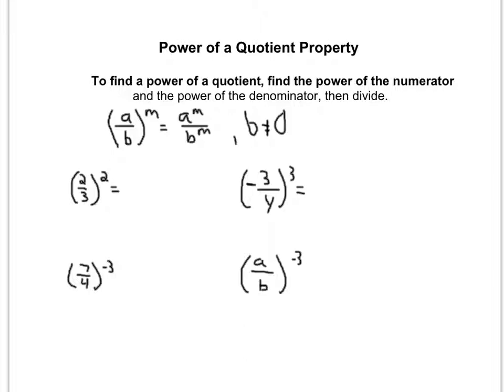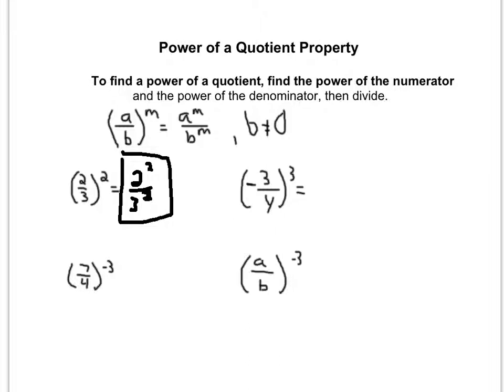So if I want to do 2/3 squared, then I'm going to make this 2 to the second over 3 to the second. Oops, sorry, it should be 3 to the second power. 2 to the second over 3 to the second. Now if they want it in exponential form, this is my answer right here. If they want this simplified all the way, then it'd be 4/9.